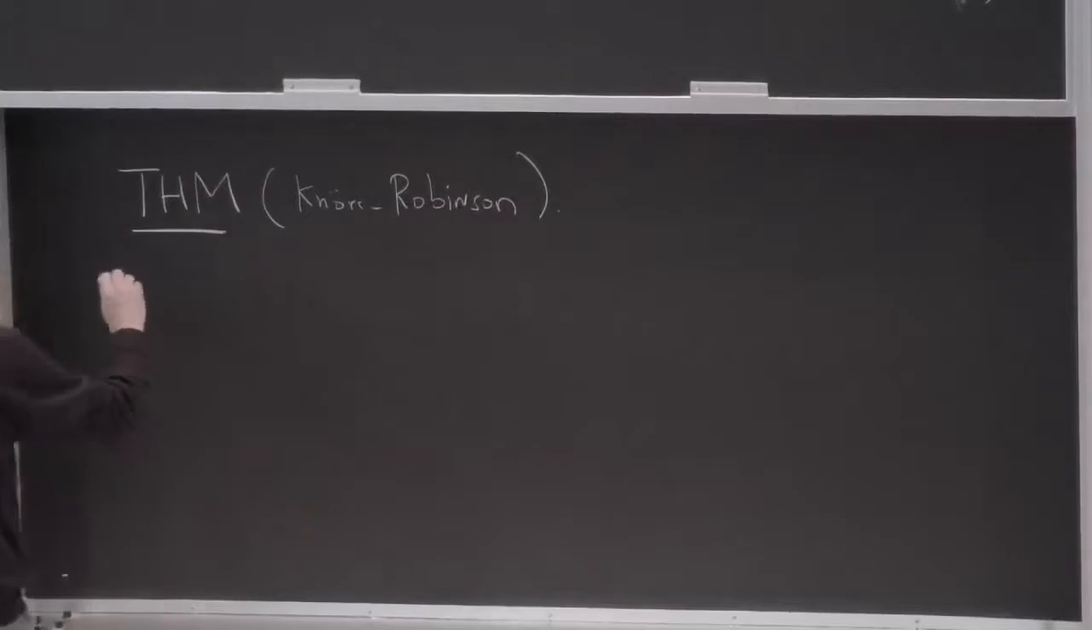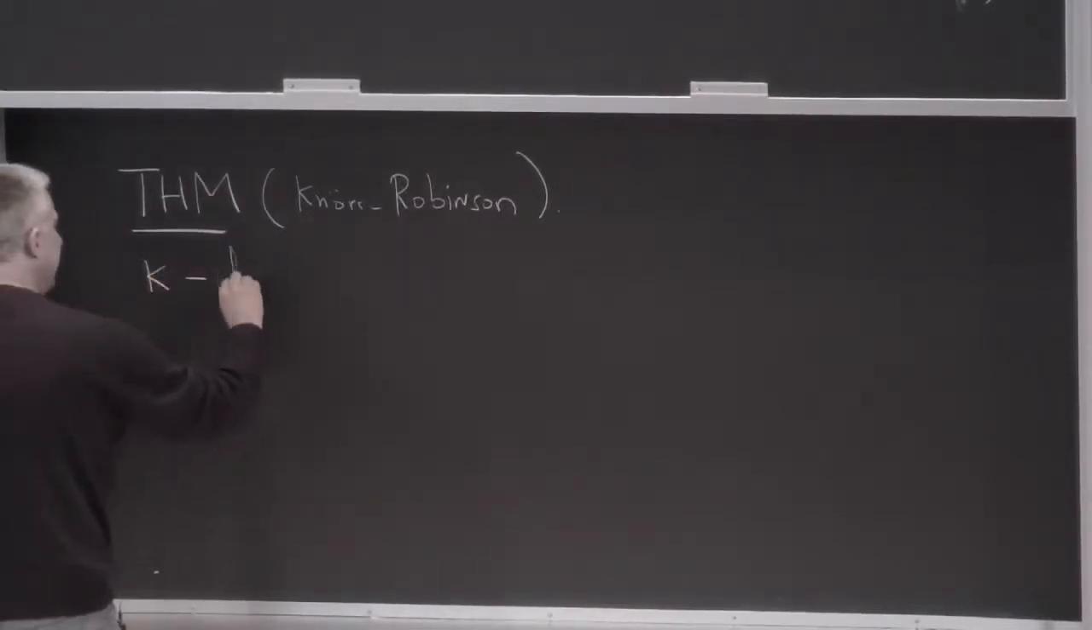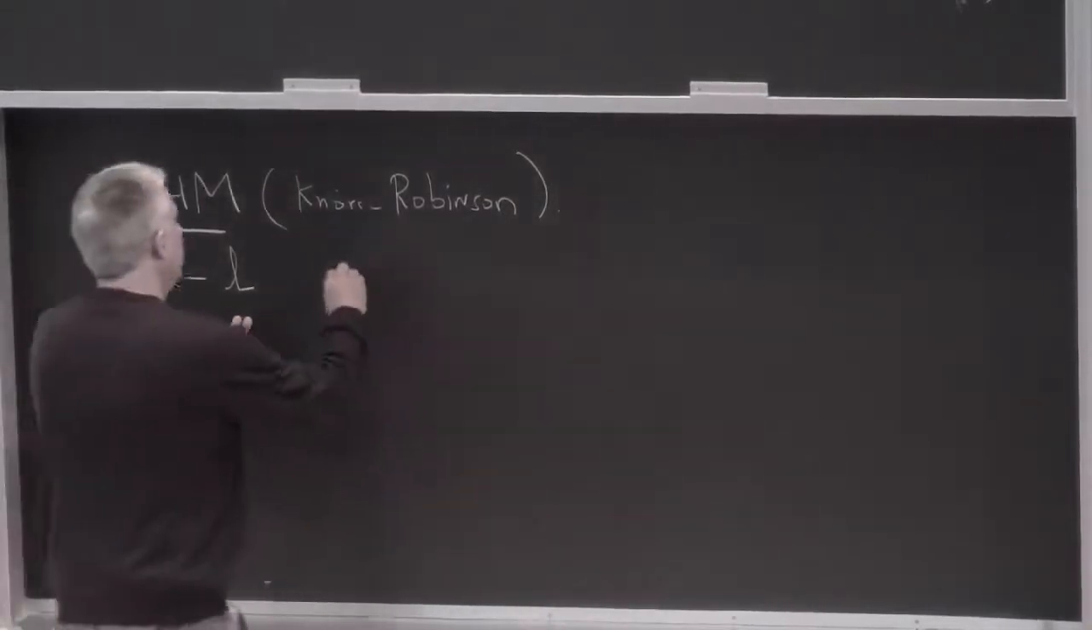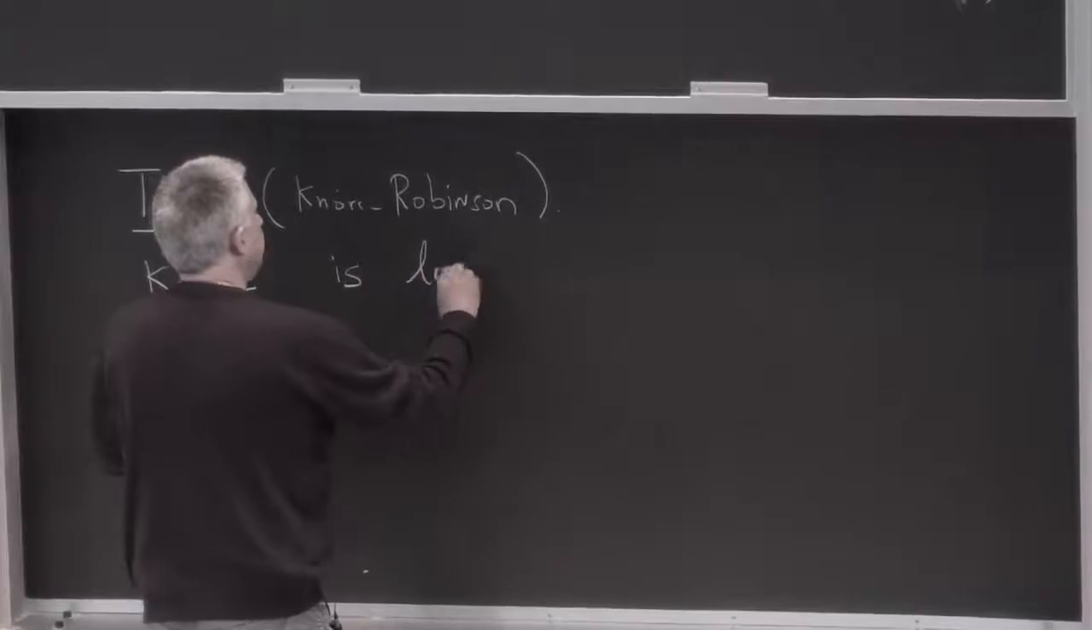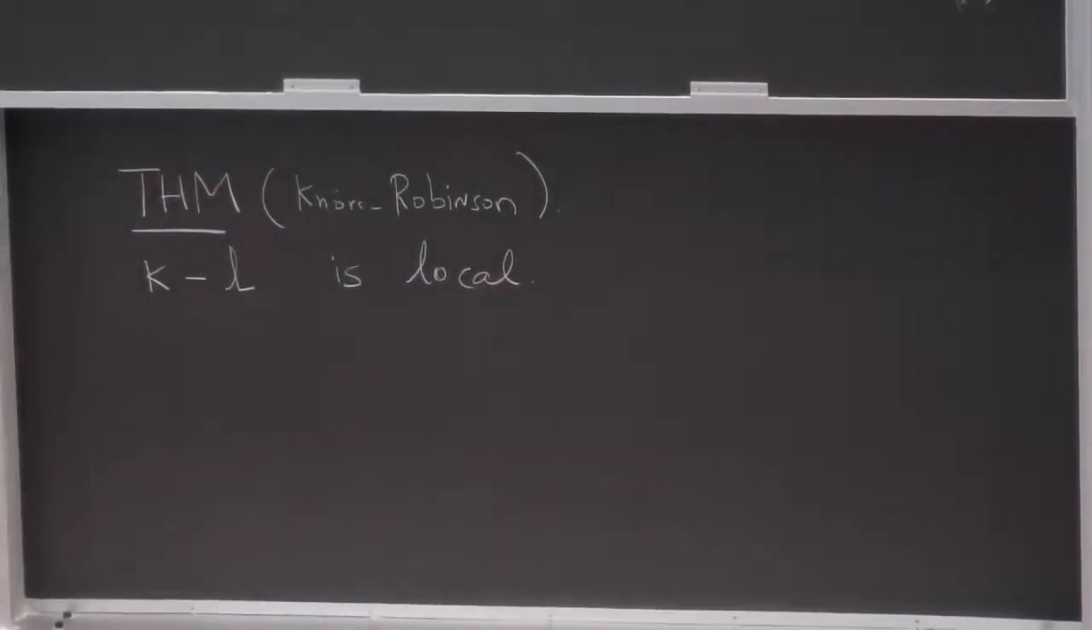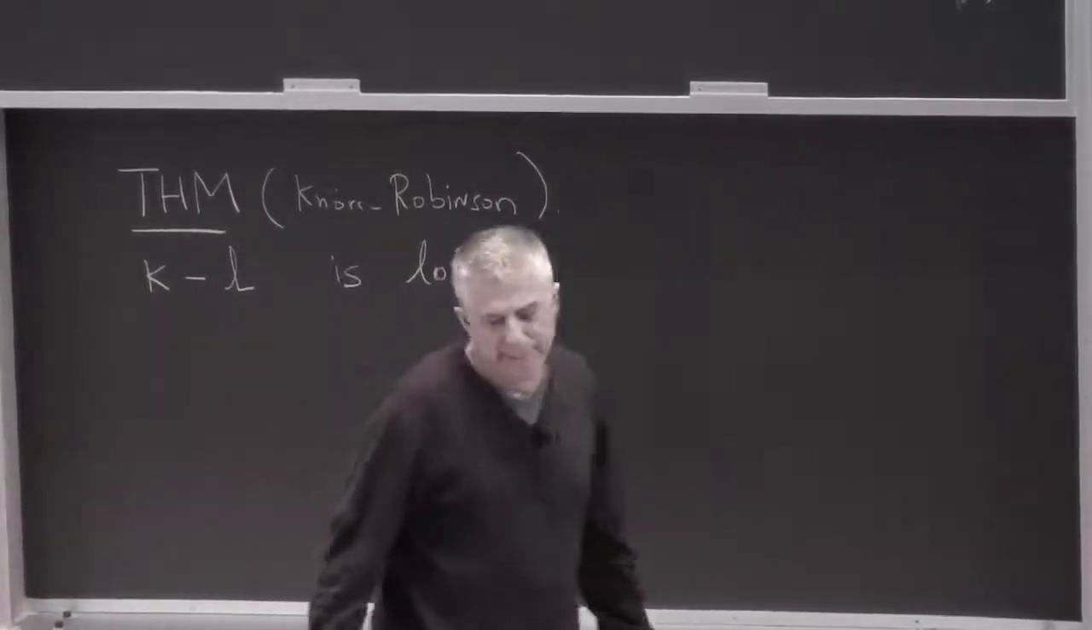They proved that the function k minus l, the number of conjugacy classes minus the number of p-regular classes, so this is the number of p-singular classes, this function is local. Local in my sense, right? Let me explain a little bit.